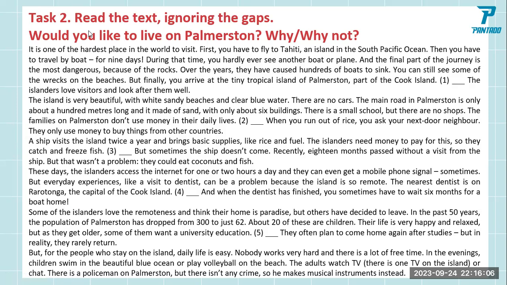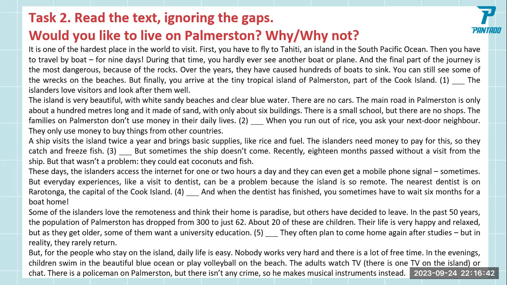First, you have to fly to Tahiti, an island in the South Pacific Ocean. Then you have to travel by boat for 9 days. Imagine! During that time, you hardly see another boat or plane. And the final part of the journey is the most dangerous because of the rocks. Over the years, they have caused hundreds of boats to sink. You can still see some of the wrecks on the beach. But finally, you arrive at a tiny tropical island, Palmerston, part of the Cook Islands.